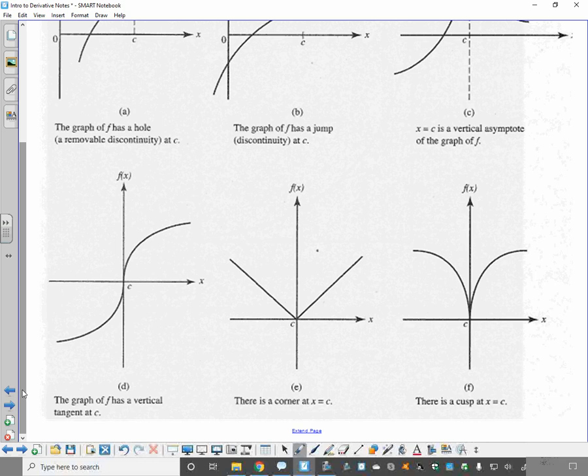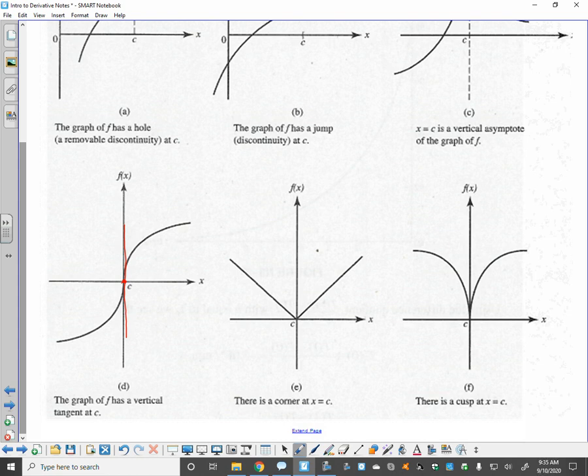Okay, let's look at this one. It says the graph of f has a vertical tangent at C. So this thing has a vertical tangent line at C. Again, I can find its derivative, I just cannot differentiate it at point C. The next one is your absolute value. It has a sharp turn.